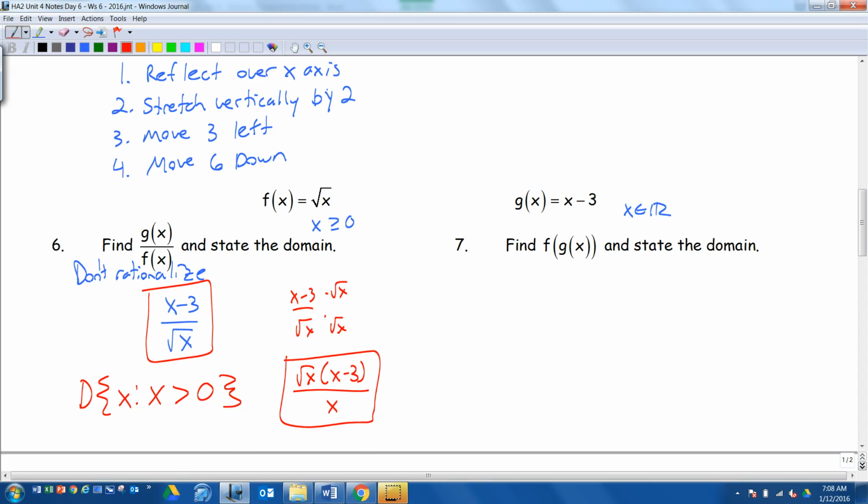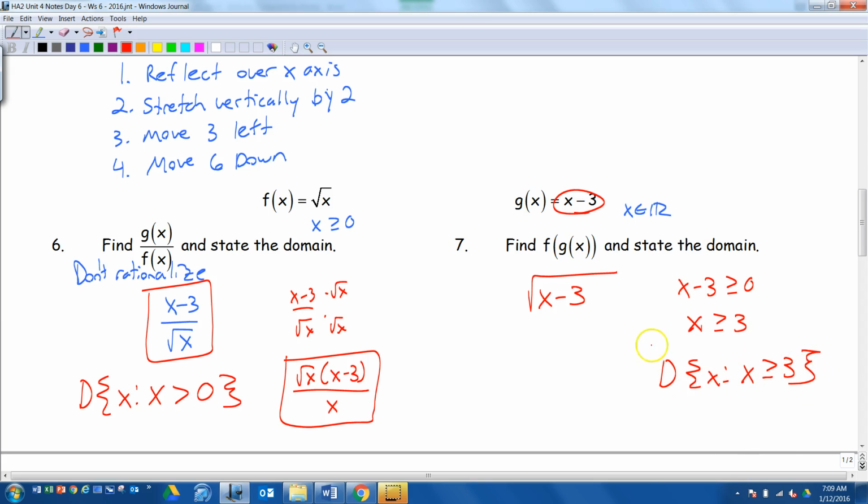Okay, this one's an input function, so we're putting g into f, so this becomes the square root of x minus 3. There's no denominator, so we don't have to worry about that. There's no restrictions for the input, so we just have to figure out the restrictions of this. Well, this thing cannot be negative. So that means that x minus 3 has to be greater than or equal to 0. So x has to be greater than or equal to 3 for the domain. So that is what my domain is, because of that final answer.